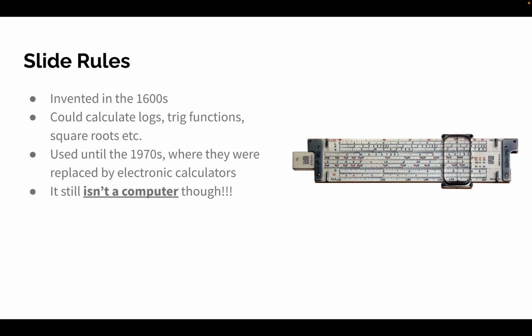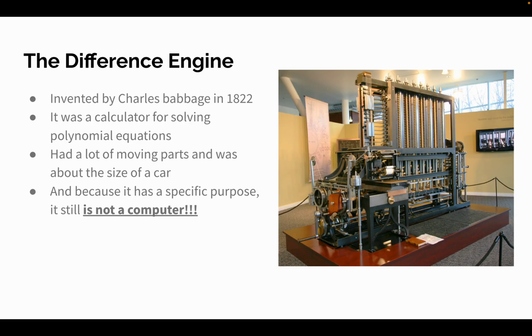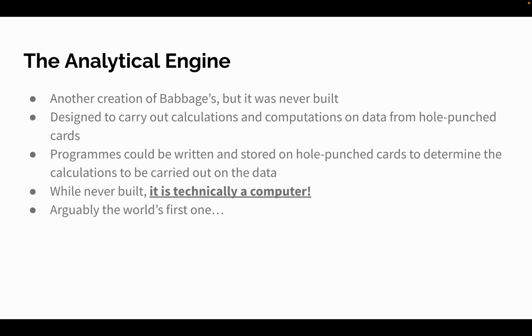We can't really call these the first computer yet. The difference engine, this one's quite important. This was invented by Charles Babbage in 1822. It was a calculator designed for solving polynomial equations like quadratics and cubics, like we would do all the time in maths. It had a lot of moving parts. You can see how big it was. It's the size of a car, and it's still not a computer because it has a specific purpose. It's not general purpose. You'll be tired of hearing me say this, but this one is different.